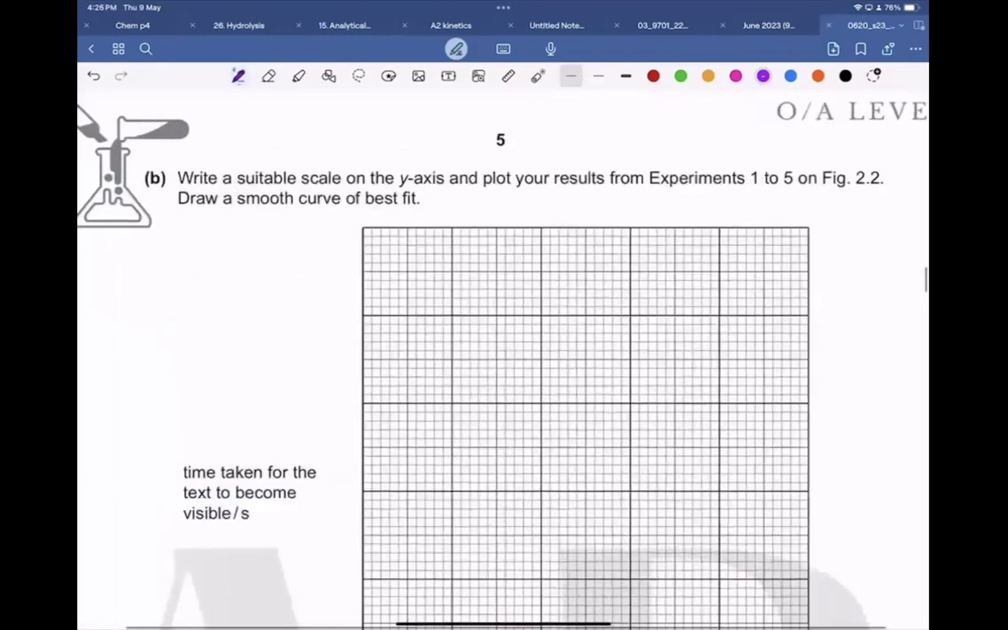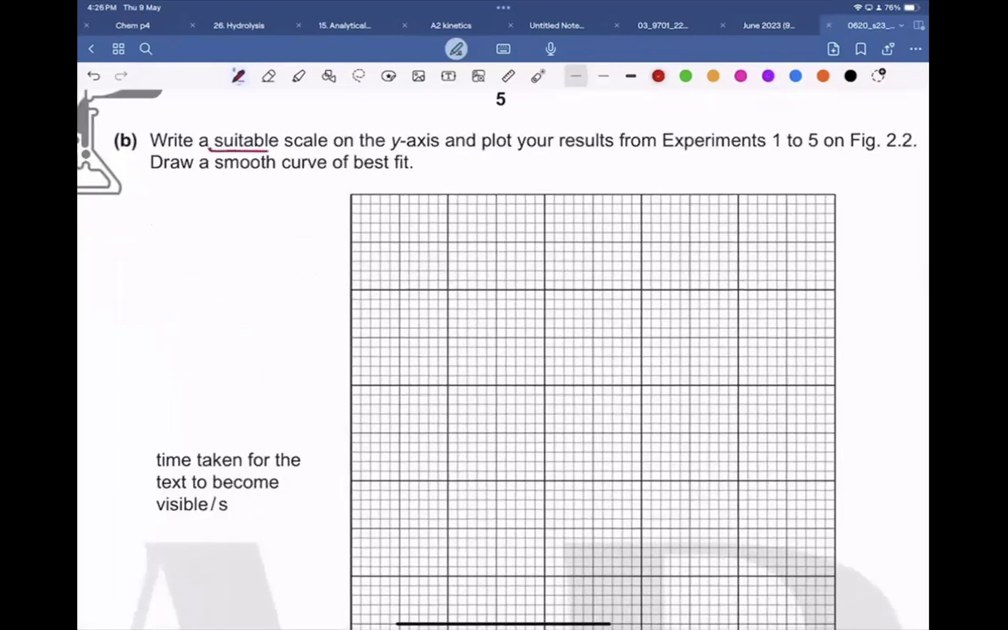Okay. Now, write a suitable scale on y-axis and plot your results from experiment 1 to 5. On figure 2.2, draw a smooth curve of best fit. Okay. Time taken.